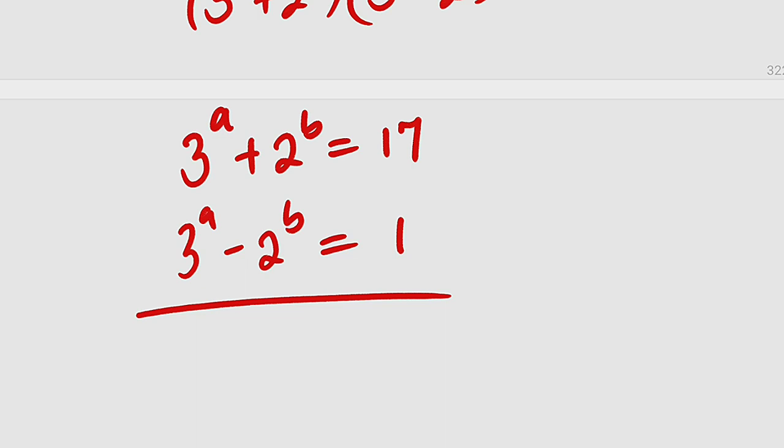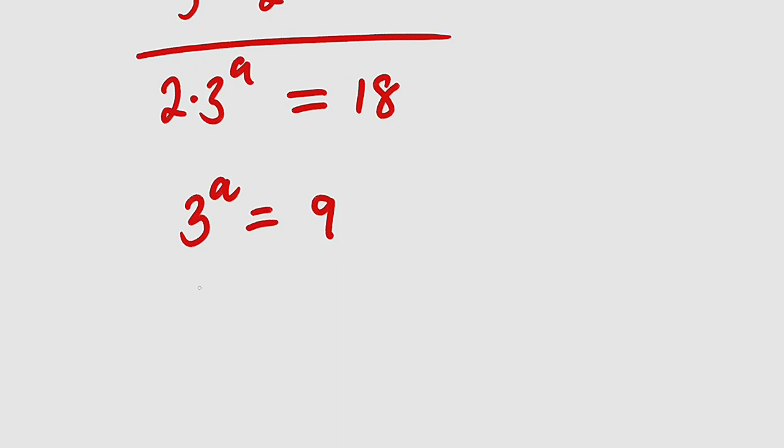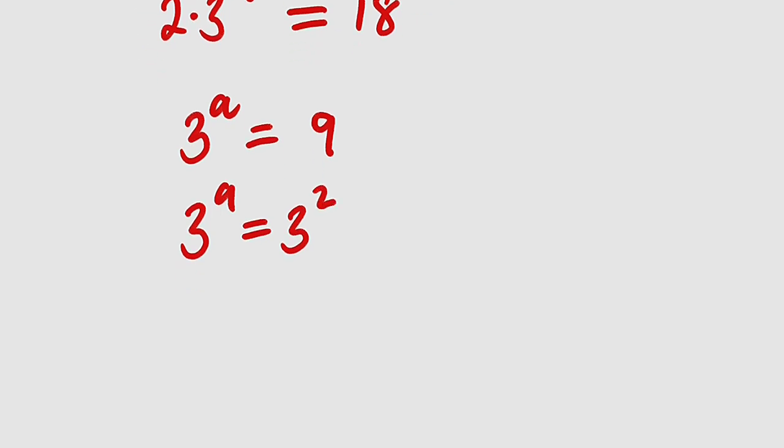What can we do? We can add the equations. If you add these two together, you have 2 of 3^a, the 2^b terms cancel to 0, and 17 plus 1 is 18. From here, you can divide both sides by 2. We have 3^a equal to 18 divided by 2, which is 9, but 9 can be expressed as 3 squared, so 3^a is equal to 3². The bases are the same, which implies that the exponents are also the same. So we have a equal to 2.